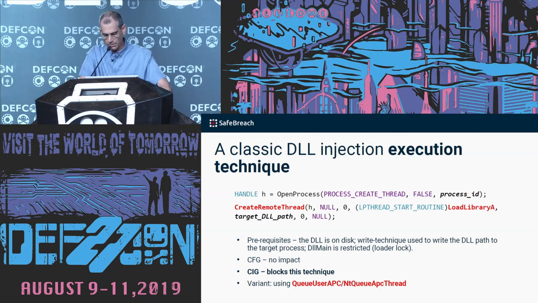And please note that DllMain, which is what the loader executes in such a case, is restricted to run with the loader lock. CIG, however, blocks this technique, so it no longer works if CIG is turned on in the target process. And I just mentioned that a variant of this technique can use QueueUserAPC or NtQueueApcThread instead of CreateRemoteThread.